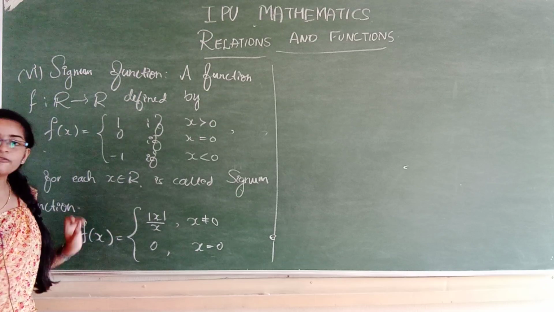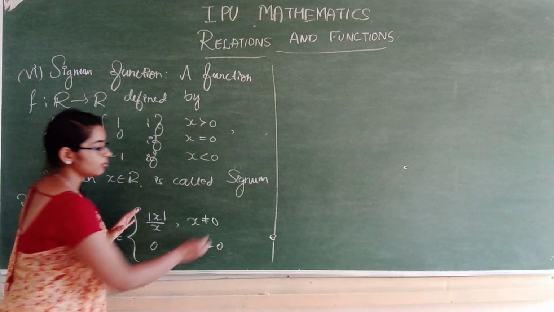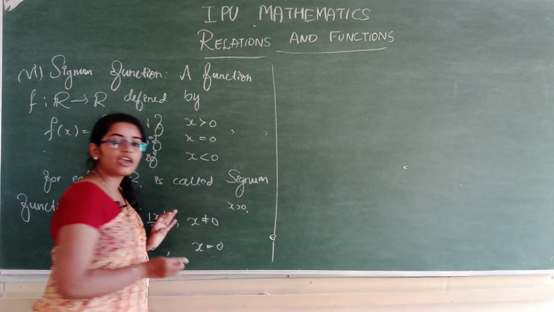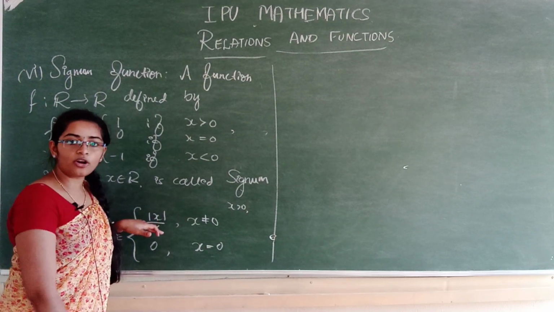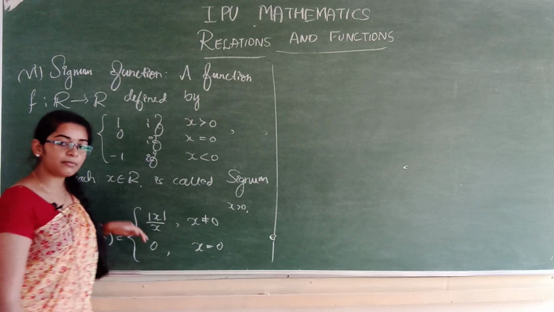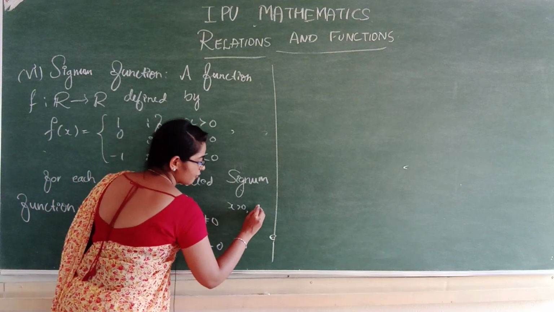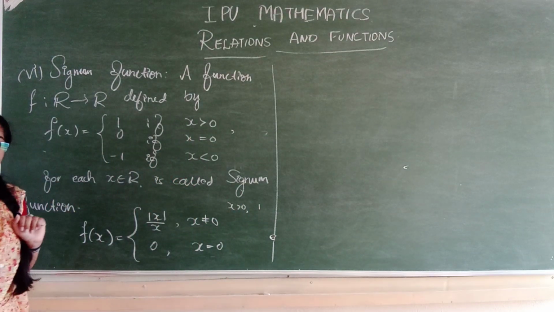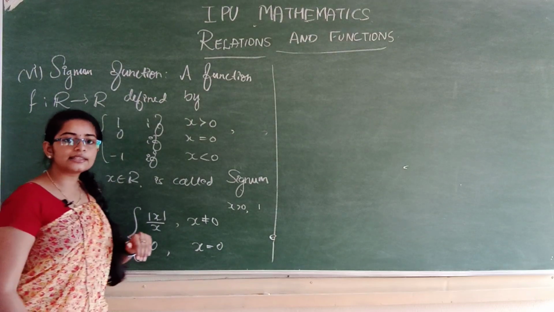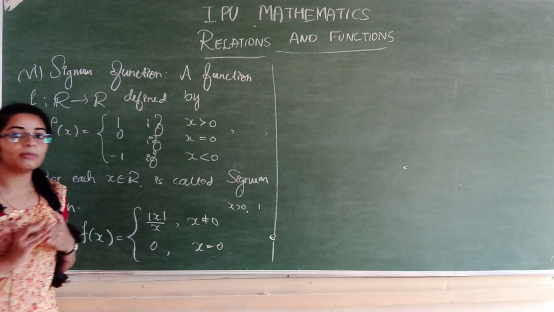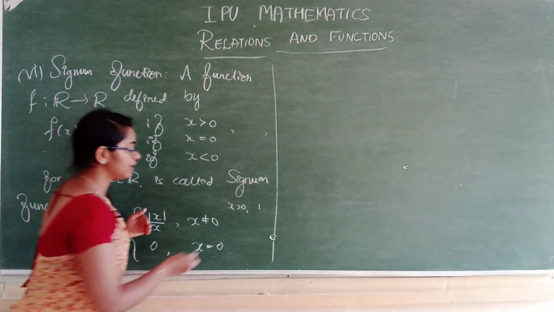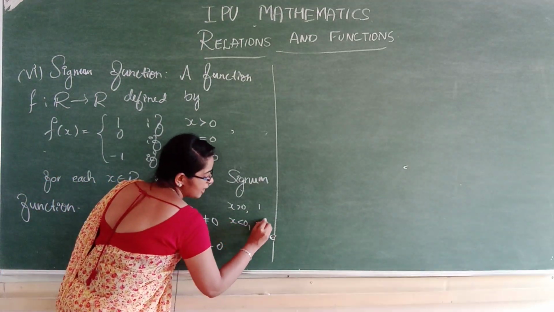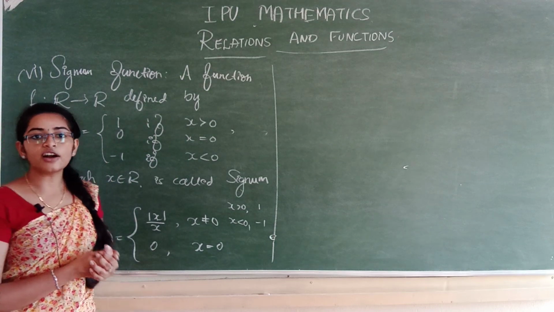Then modulus of x is x itself. So if x is greater than 0, we have the function value f of x is equal to mod x by x, that is x by x, so f of x is equal to 1 for x greater than 0. And for x less than 0, we get mod x is equal to minus x, so minus x divided by x would be equal to minus 1. So if x is less than 0, we get minus 1 as the function value.